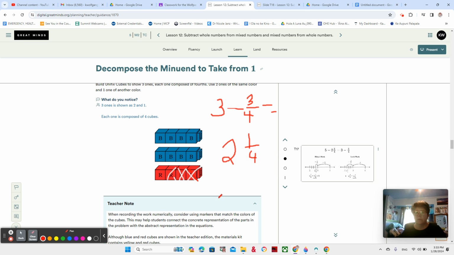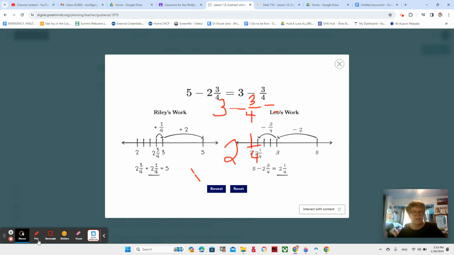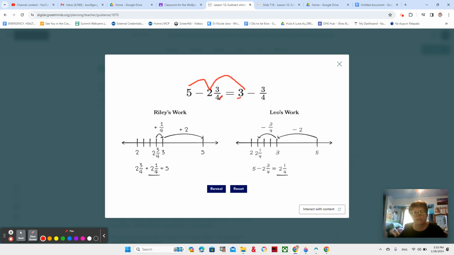So we have to be really careful when our whole number is first and our mixed number is second, or when we have 2 mixed numbers. Is there another way we could look at it? 5 minus 2 3/4. So we took away 5 minus 2 and we got 3. Now we still have to get rid of the 3/4, so 3 minus 3/4.